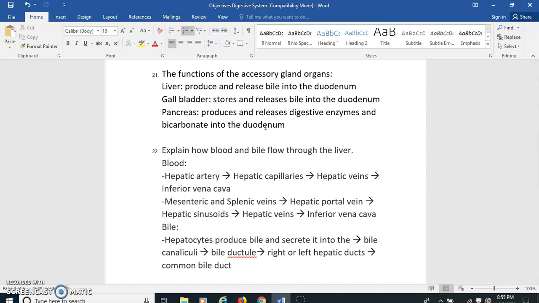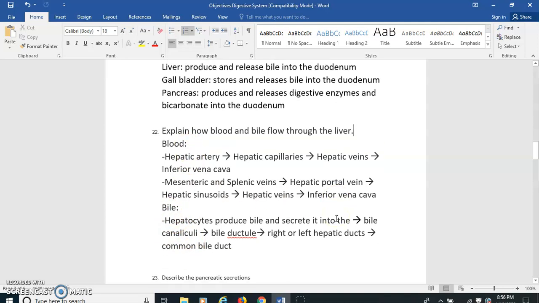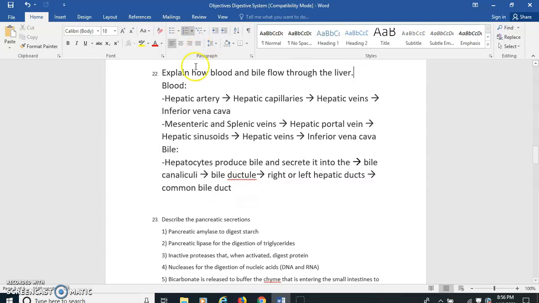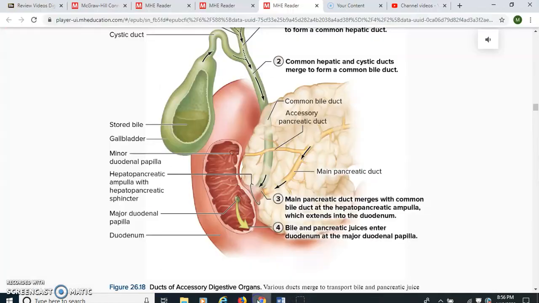All right, so we're going to focus on the liver and talk about the anatomy of that organ and the pathway where the bile is produced and the pathway that it takes to get to the hepatic ducts, and then we'll also talk about the flow of blood through the liver as well.